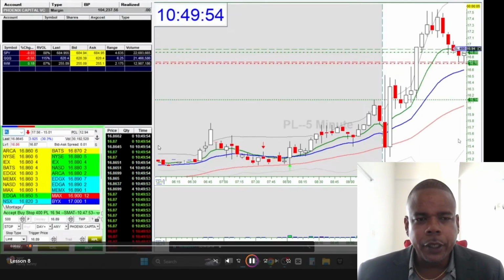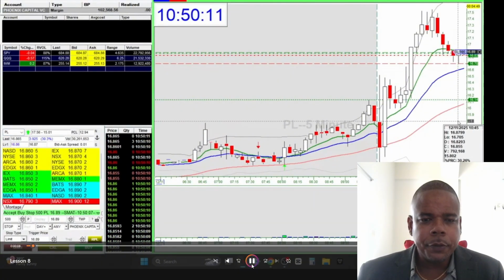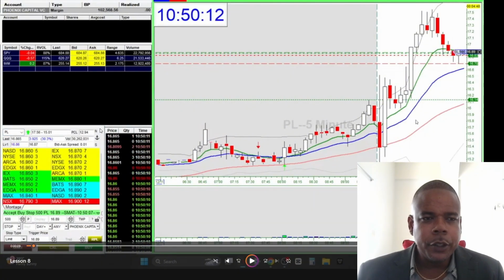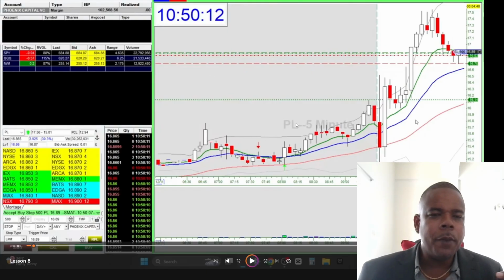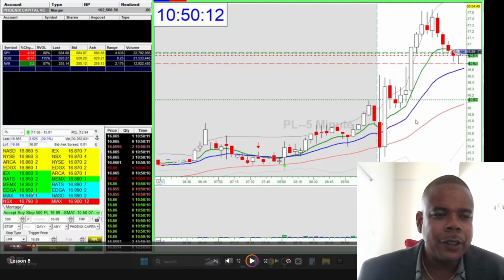If we take a look at the bottom left, we're going to see numbers flashing across the screen. This first box that you see here is called the level 2 montage. It shows the depth of market. On the left side, these are the buyers. These are the persons that are lining up to buy at 16.86, 16.85, 16.84, and so on.